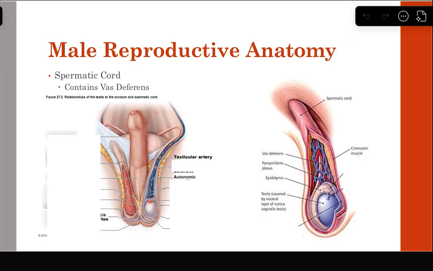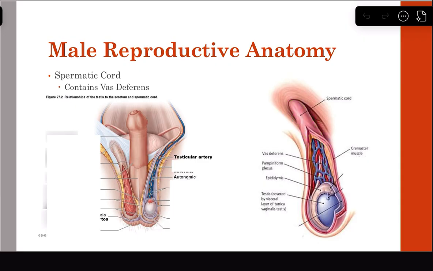And that connective tissue sheath that's enclosing the vas deferens, along with these blood vessels and nerves, that's what we call the spermatic cord. The spermatic cord, you can see it much more clearly on the right over here. You have the spermatic cord, and that's going to be housing all of these very delicate structures.